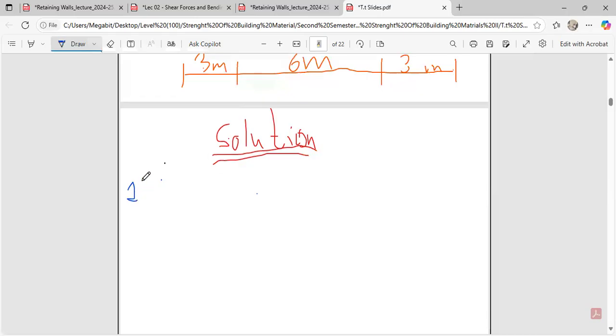So this is section 1. This is how it's going to look like. So you realize that the span became what? Let me say 3 meters.